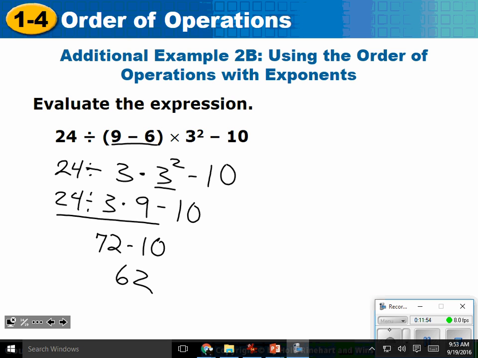Okay, again, your homework, page 24, 8 to 42 even. Don't do the odds or you'll be sad.